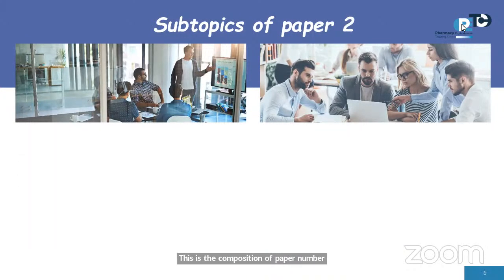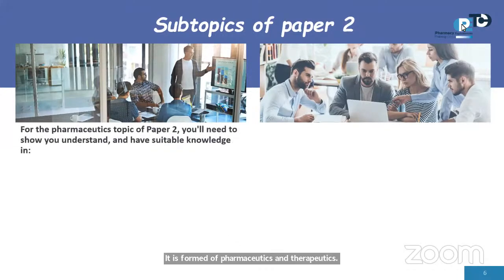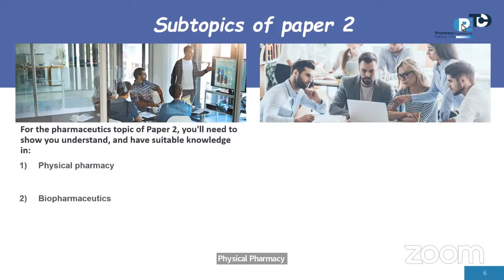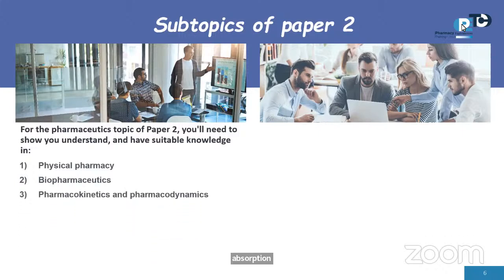Paper number two, as I mentioned previously, is formed of pharmaceutics and therapeutics. Let us see the therapeutics part and the pharmaceutics part. The pharmaceutics part represents about 30% of the paper. Physical pharmacy: we should know the solvents, the types of preparations, solutions, suspensions, and different formulations. Biopharmaceutics: dissolution, drug absorption, bioavailability, and bioequivalence. Pharmacokinetics and pharmacodynamics are also under the pharmaceutics part.